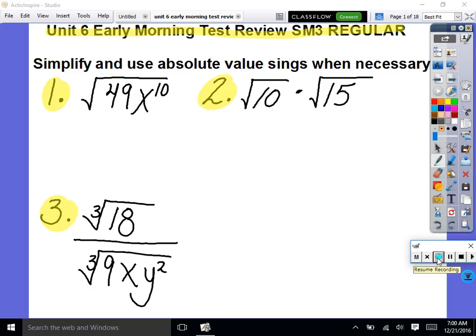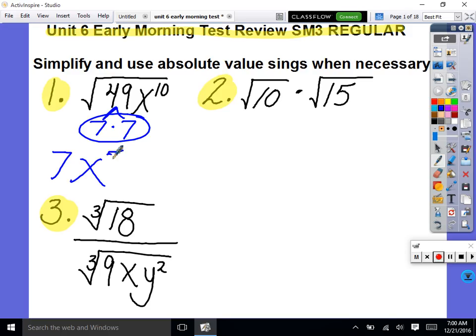All right. So once again, simplify and use absolute value signs when necessary. So in the first one, you'll see something like this, pretty easy. You'll break it down, 7 times 7, and then we'll pull out groups of 2 because it's the square root. So 7. Now, if you needed to write out 10 x's to get it right, I mean, who cares? But once again, we're saying how many groups of 2 are there in 10? 10 divided by 2 is 5. So x to the 5th. So that one's going to come out pretty easy.